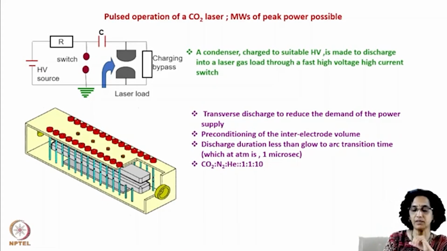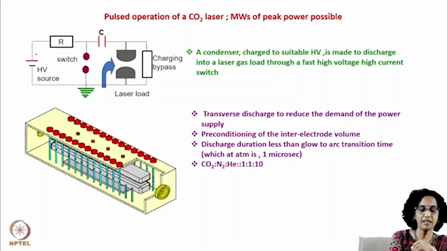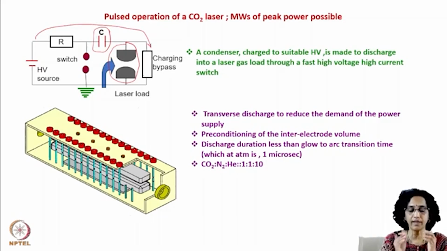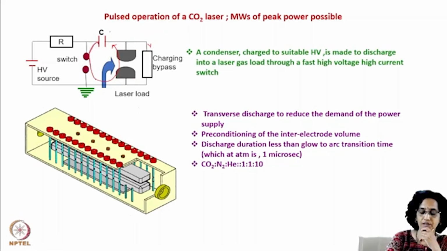I will just very briefly tell you this. If you have had some electronics or electrical background, you will be very easily able to grasp it, but I will tell you in a very simple manner. This is your laser load, the two electrodes of the laser. We have a high voltage source, and we charge a capacitor through the charging bypass. When the capacitor is charged to the required voltage, this switch closes and the condenser discharges through the switch into the laser. So you can see that the condenser is made to discharge into the laser.